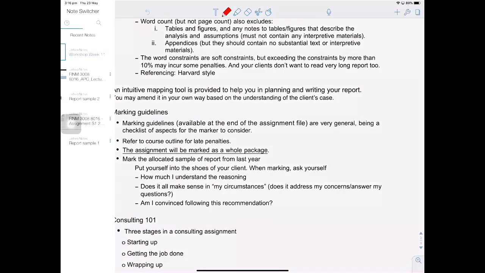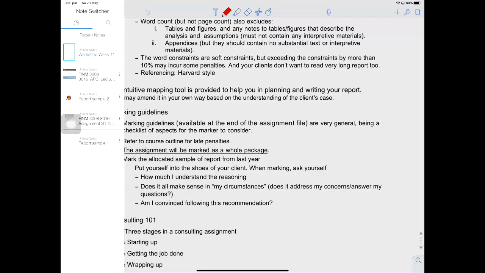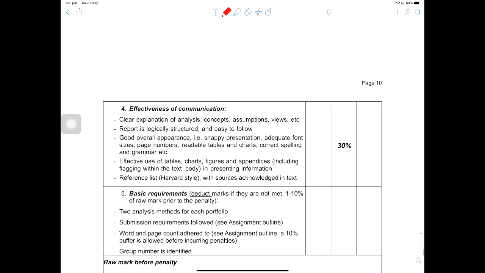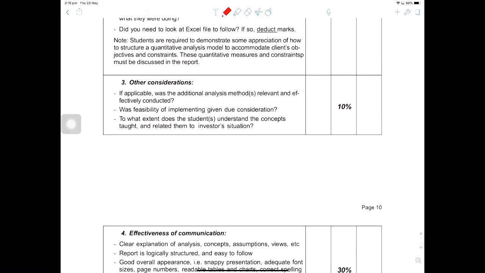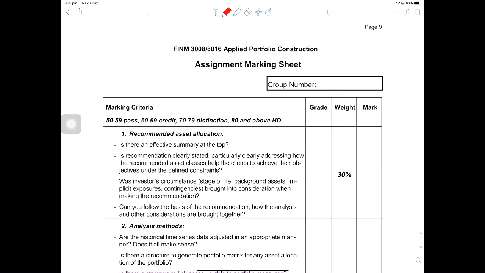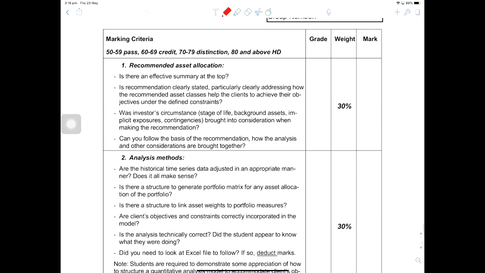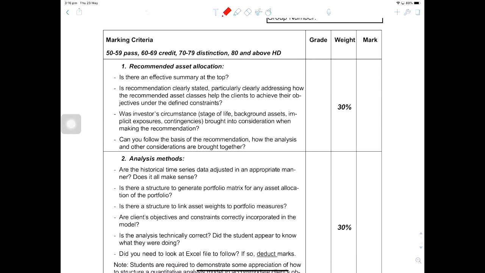The marking guidelines are provided at the bottom of your assignment guideline. So this is going to be given to tutors to mark your assignment. So the first category, recommended asset allocation, is not just the first page. The whole assignment is going to be evaluated as a whole package. So when markers are trying to give you a grade on recommended asset allocation, they're going to consider these aspects.